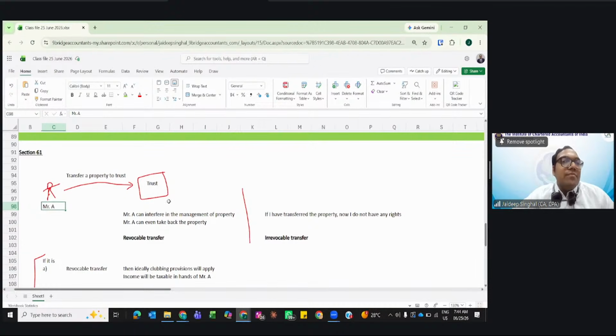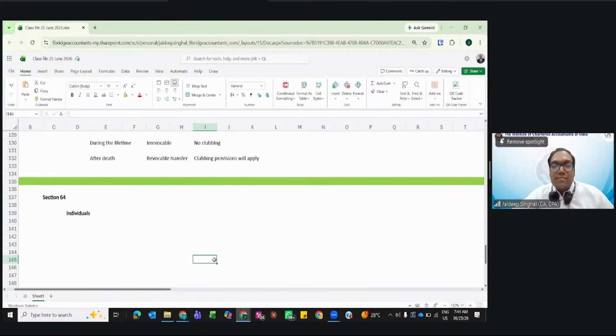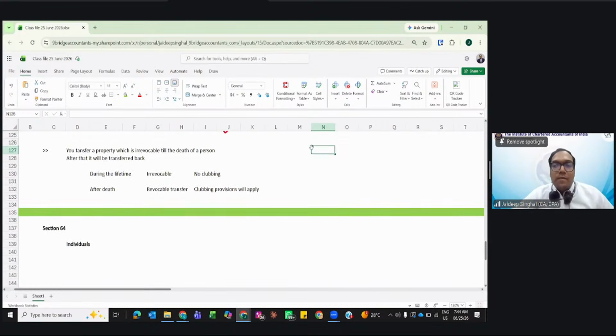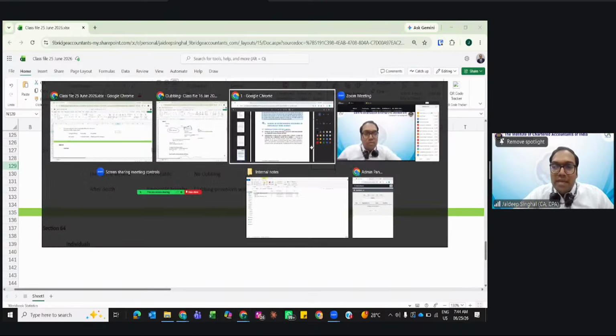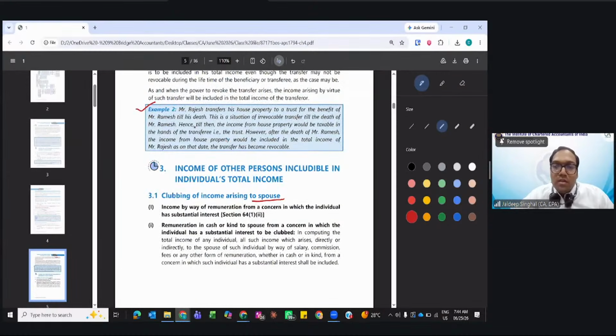So during the lifetime, or I can give you another example. Maybe let's do this book example. Mr. Rajesh transfers his house property to a trust for the benefit of Mr. Ramesh till his death. Now, Mr. Rajesh is transferring for the benefit of Mr. Ramesh till his death. It is an irrevocable transfer till the time of death. Hence, income from house property would be taxable in the hands of the transferee, the trust, right?